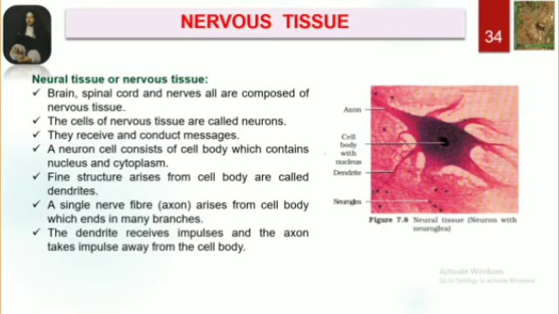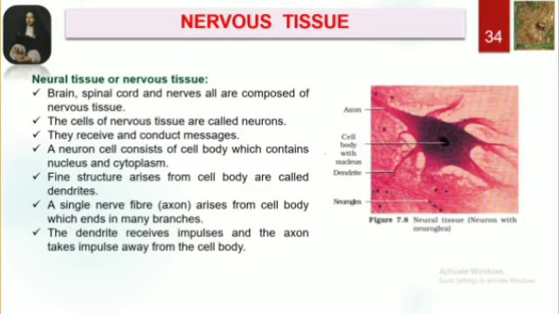The last of the tissue types is nervous tissue, the neural tissue. Brain, spinal cord, and nerves are all composed of nervous tissue. The cells of nervous tissue are called neurons. There are some supporting cells called neuroglial cells.